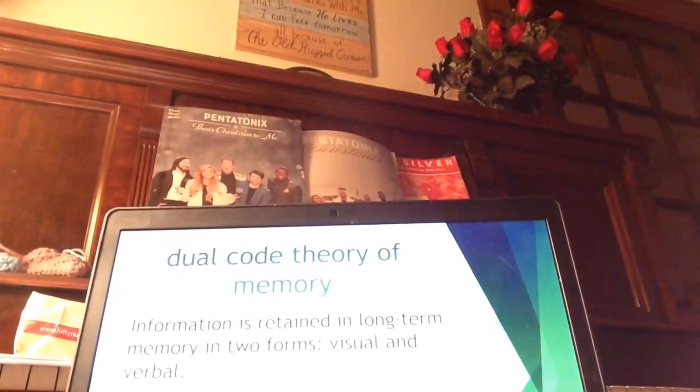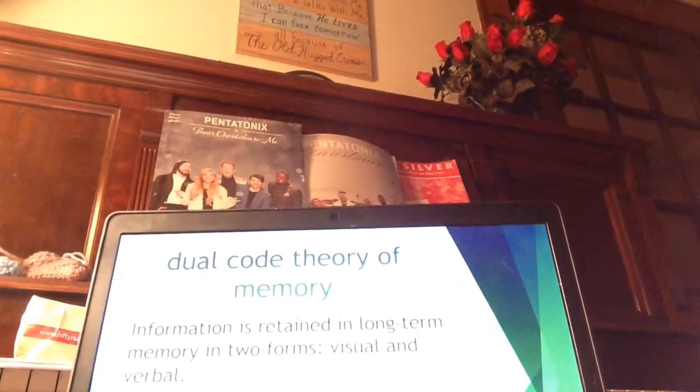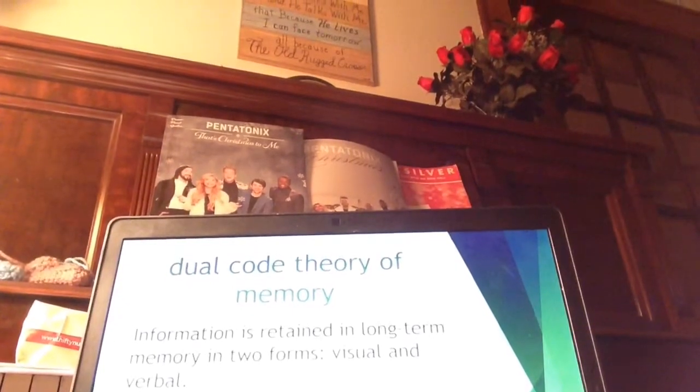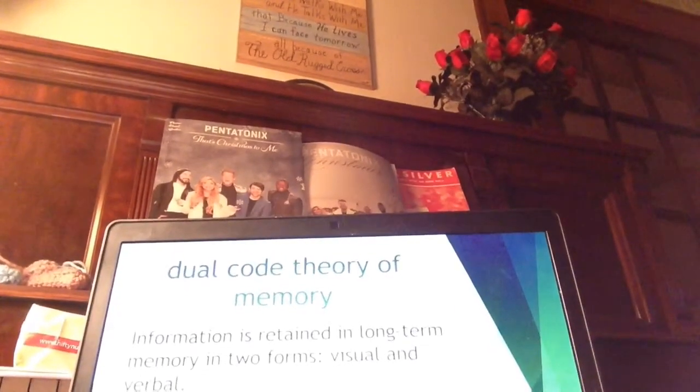Dual code theory of memory. Information is retained in long-term memory in two forms, visual and verbal. So not just one, but the two. So the dual code.